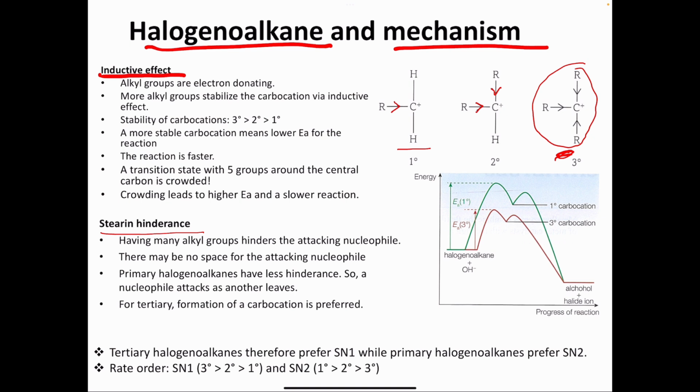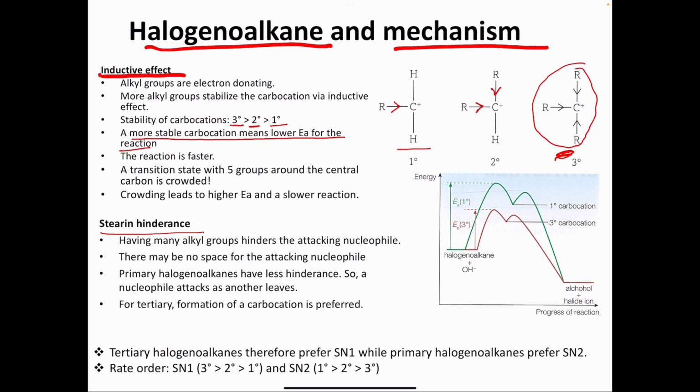And if a stable carbocation intermediate is formed, it means the activation energy for that reaction is going to be lower, so reactants will prefer to go through that pathway. So the stability of carbocations is: tertiary is more stable than secondary, which is more stable than primary. And like I said already, a more stable carbocation means lower EA for the reaction, meaning that reaction will proceed faster. Then there is another factor called steric hindrance.